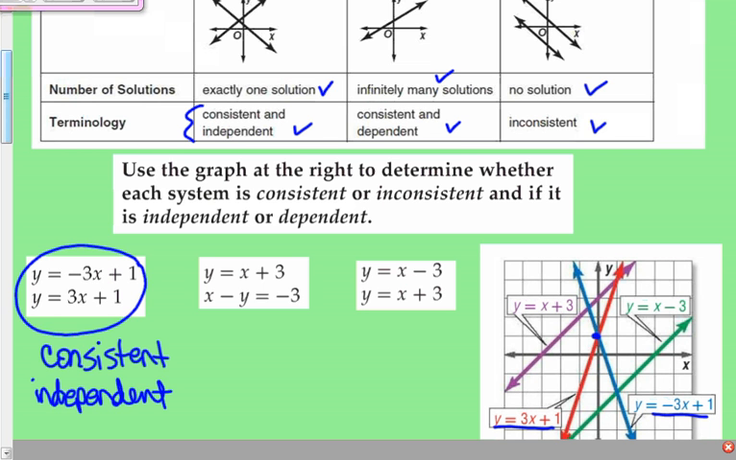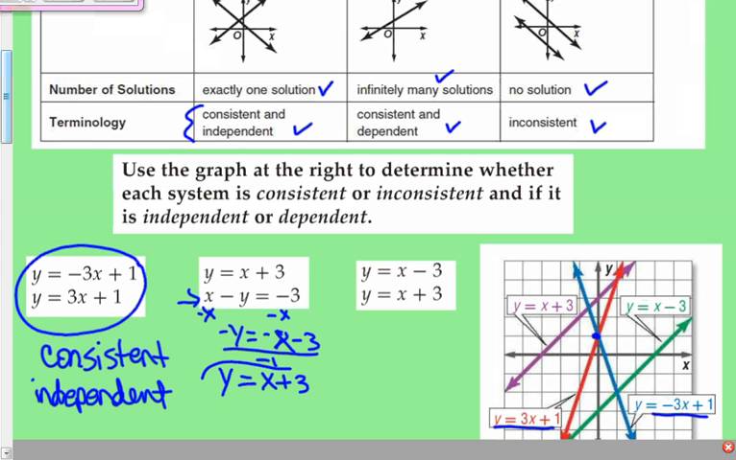Now, we'll do it again. Before we can compare these two lines, let's put the bottom one in slope-intercept form. When we bring our x over, we'll subtract x. So we'll have negative y equals negative x minus 3. Then when we get rid of the negative in front of the y by dividing by negative 1, we'll get y equals positive x plus 3.